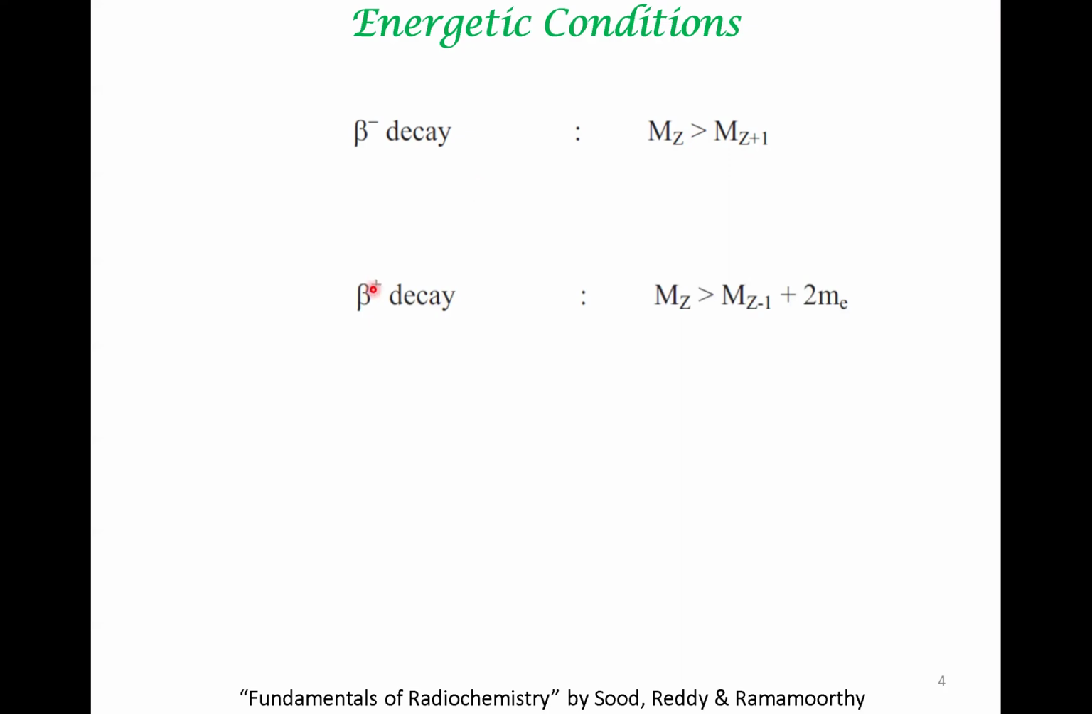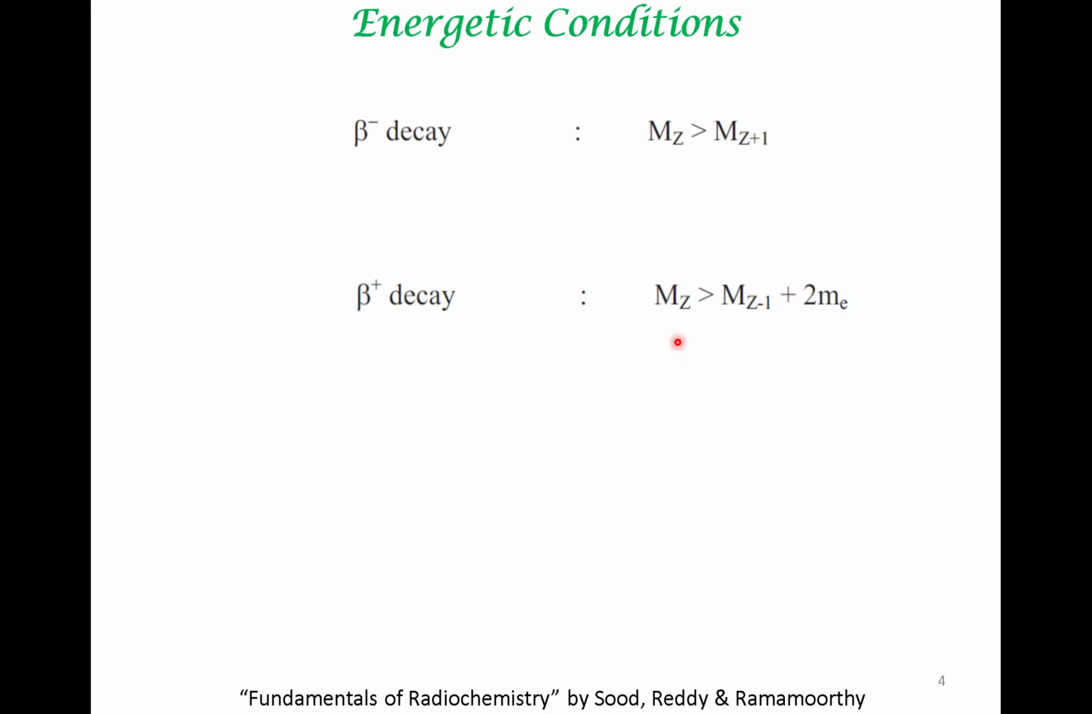Then you have a beta plus decay. This is a positron. A positron has the same mass as that of an electron, but a positive charge. So these are all the implications of Dirac's theory of particle-antiparticle, of relativistic quantum mechanics. We won't go into that, but we just state that there are antiparticles that exist for every particle. So the positron is the antiparticle of the electron.